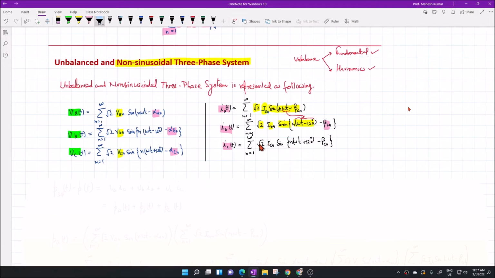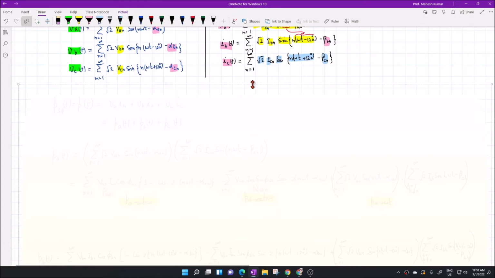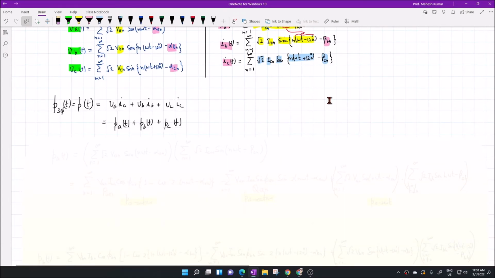For phase C, root 2 ICN sin(n omega t plus 120 minus beta Cn), because this is phase C. So you see that all voltages and currents are having different magnitude, RMS values and unbalanced phase angles. Similarly, currents are having different magnitudes and unbalanced phase angles. That's why this is the most generalized case. And for that case, we will find out all the terms that we have discussed earlier, starting from the active power, reactive power, then real and reactive powers, and then power factor, apparent power, and so on. So let us start with the instantaneous power, which is the beginning point of all power expressions.